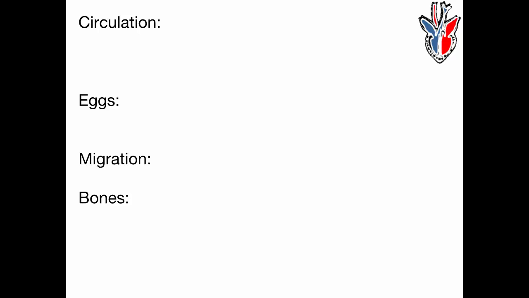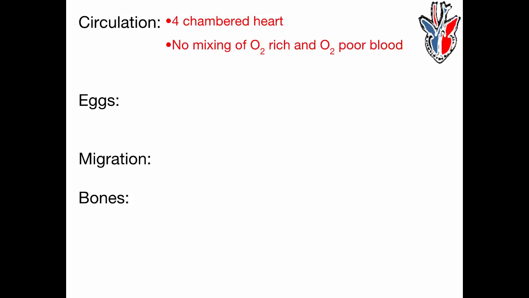Birds were the first type of vertebrate to develop a full four-chambered heart. What's the benefit of a four-chambered heart? Emma? Yes. Oxygen-rich blood and oxygen-poor blood are kept completely separate without any mixing. And that allows for the most efficient delivery of oxygen to the cells.